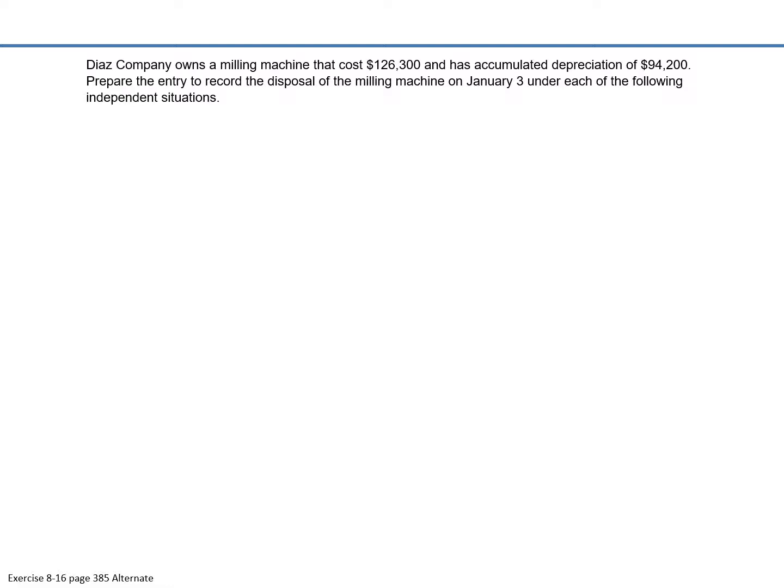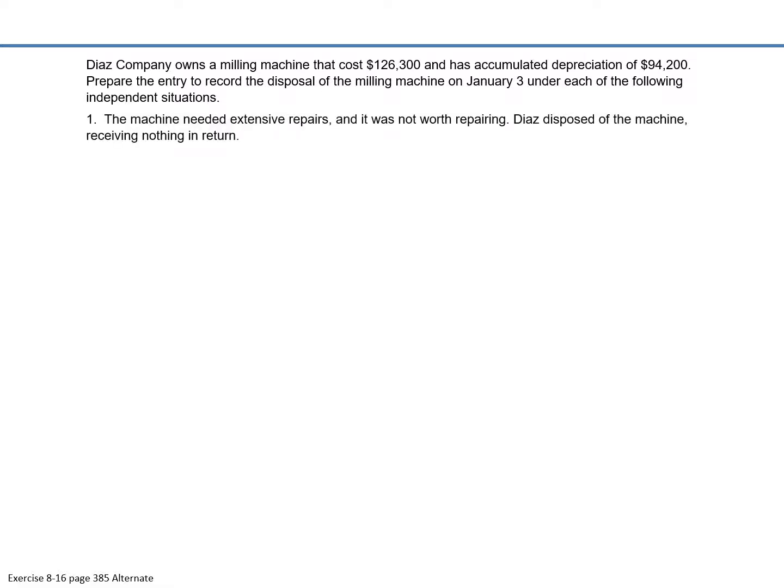All right, so Diaz Company owns a milling machine that costs $126,300, accumulated depreciation of $94,200. And they're asking you to prepare all of the same entries that we just went through on the previous examples. So in the first situation, they just disposed of it and they didn't get anything in return. So take a minute, record that entry. When you're done, resume the recording and we'll go through it.